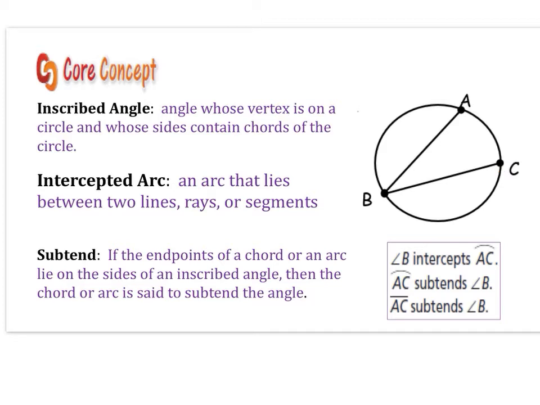And then what it means to subtend. If the endpoints of a chord or an arc lie on the sides of an inscribed angle, then the chord or arc is said to subtend the angle. So what we're saying here is that arc AC subtends angle B. Segment AC, so if I were to connect A and C to create a segment, we say that segment AC subtends angle B.